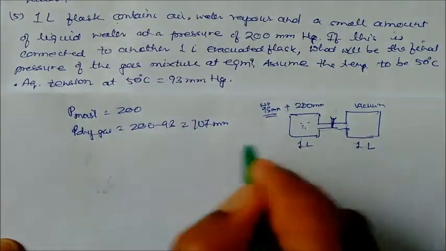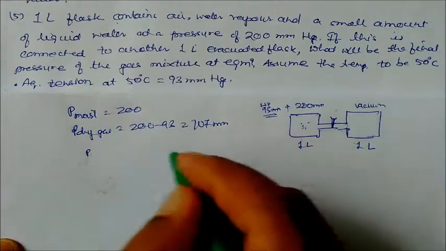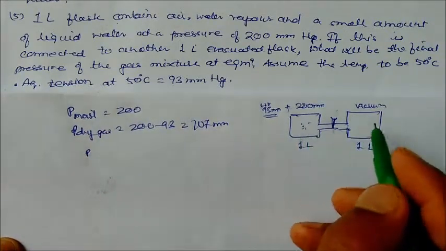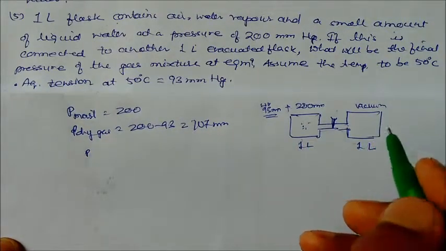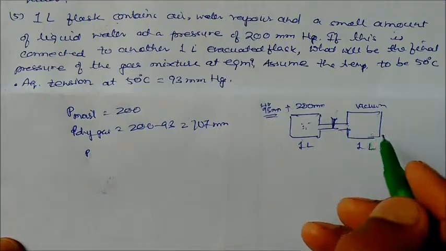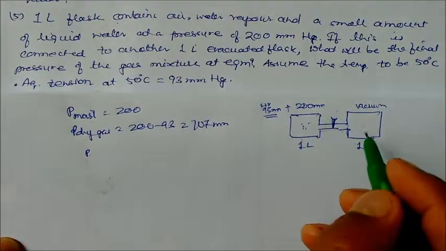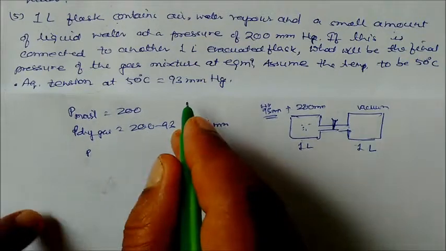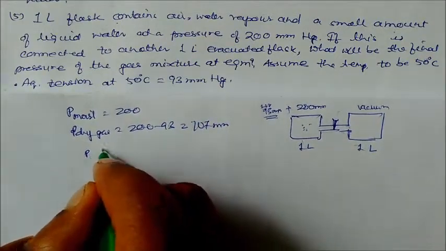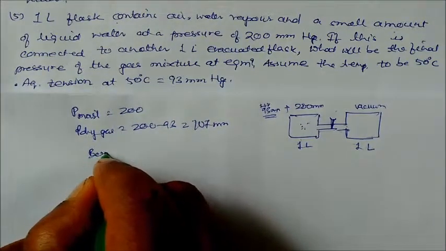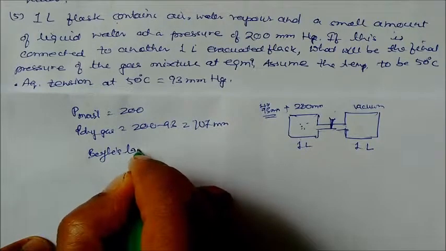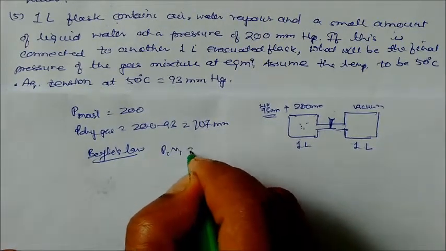Now we can use the gas laws, because water will also go along with the gas. So first we will find the pressure of the dry gas, then we will add the aqueous tension of water. So this will be the final pressure. The pressure of the dry gas is this much. So apply Boyle's law: P1 V1 equals P2 into V2.